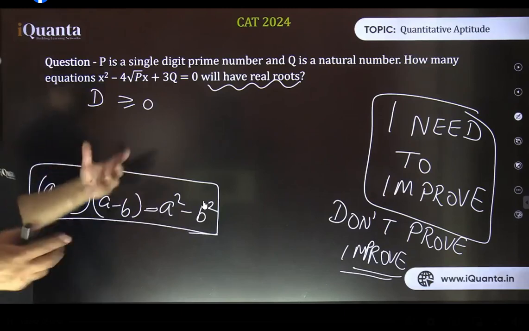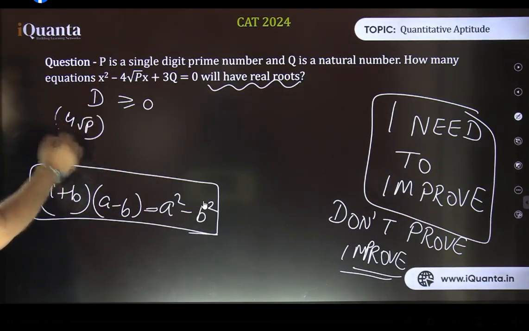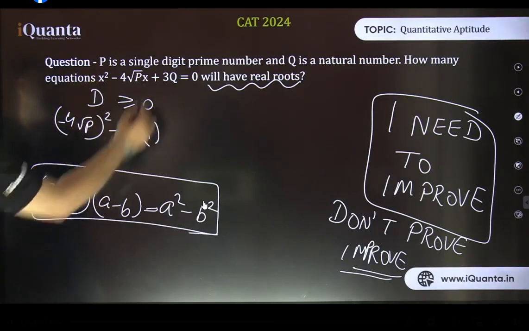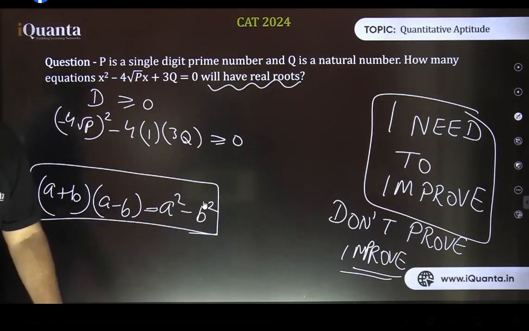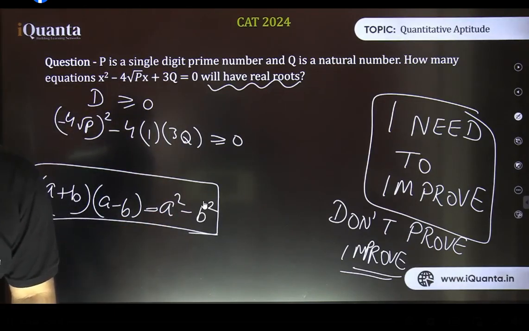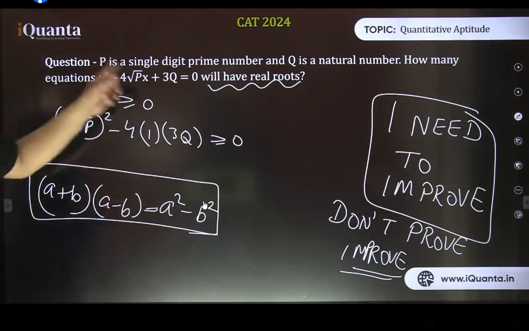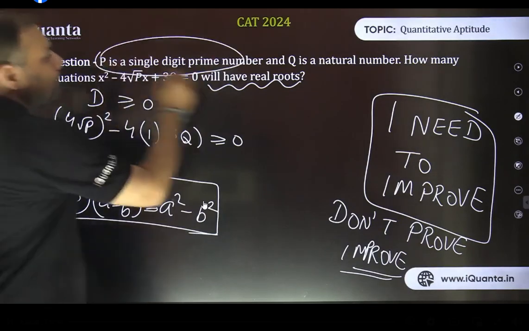Fine. What is the discriminant? That, you know, is b square minus 4ac. So that means this 4 root p squared, with negative sign of course, so the positive becomes b square minus 4, where a is 1 and c is 3q. Right. So this must be greater than or equal to 0. So that is our requirement. Is it okay? There's only one equation. Yes, so we are not going to solve it. We are going to check what can be the values of P and Q according to the given constraint. So P should be a single digit prime number and Q is a natural number.